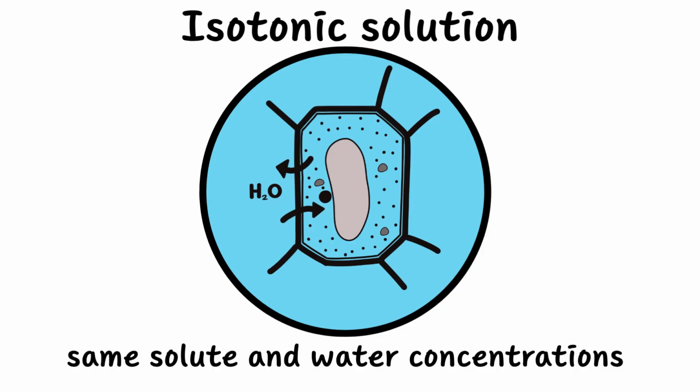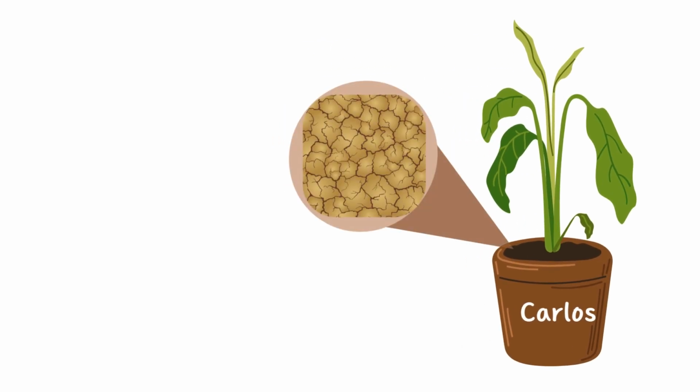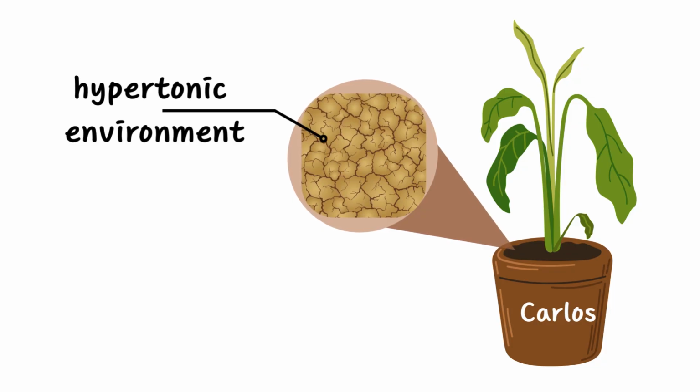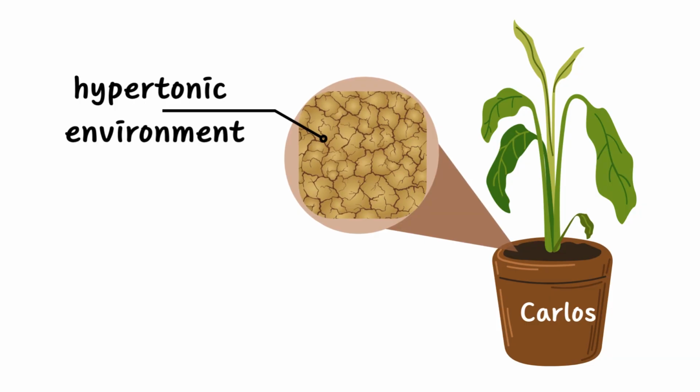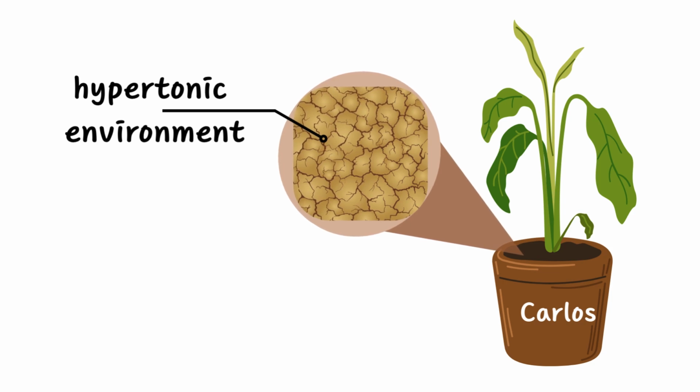Let's use an example to better understand how different environments affect the cell. To really see osmosis in action, let's talk about my houseplant, Carlos. Yesterday, I came home and Carlos looked so sad. I forgot to water him. And this caused the soil to become super dry. This created a hypertonic environment. So, following the rules of osmosis, water moved out of Carlos' roots into the dry soil, moving down its concentration gradient. Poor Carlos. This loss of water made his cells go limp, causing him to wilt. This process in plant cells is called plasmolysis.